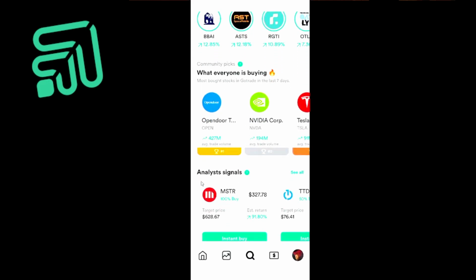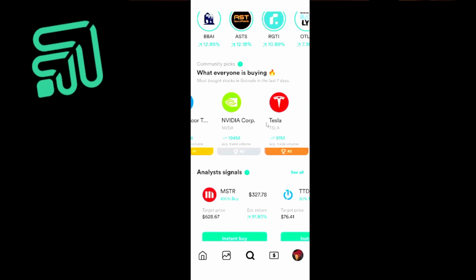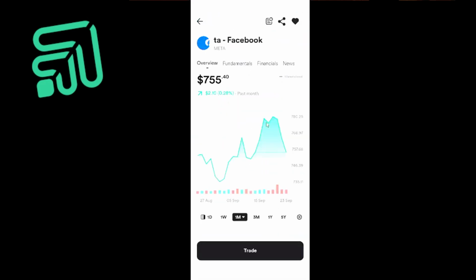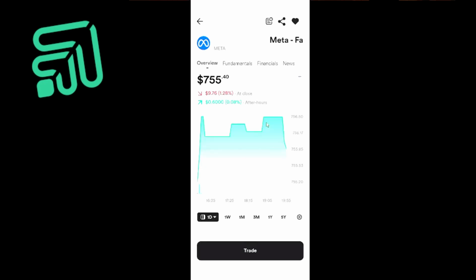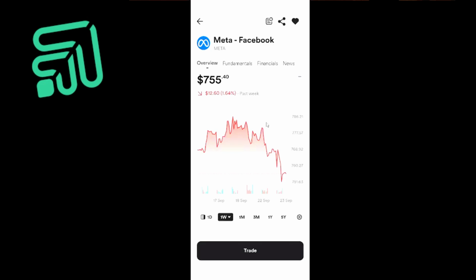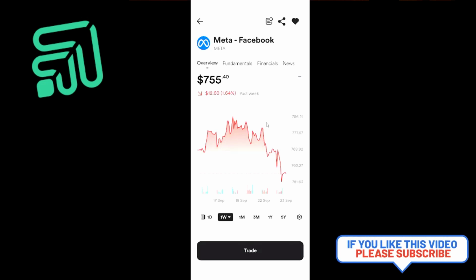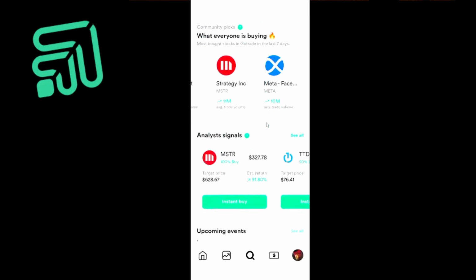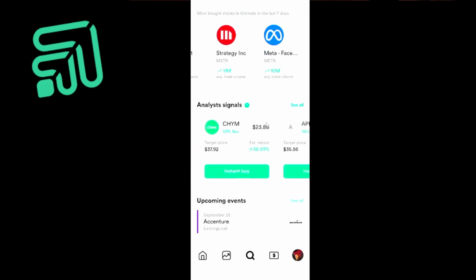And then there are also some community picks here. You could just click it, and it will go to their page, Meta performance. 1 day ago, it was down 1.28%, and it was down again 5 days ago, and 30 days ago, it was only up 0.28 if you invested a month ago. Then analyze signals, then buy.